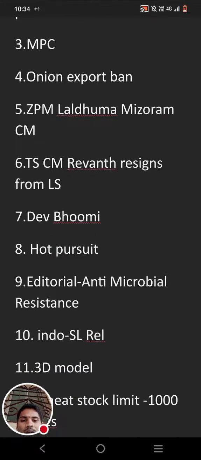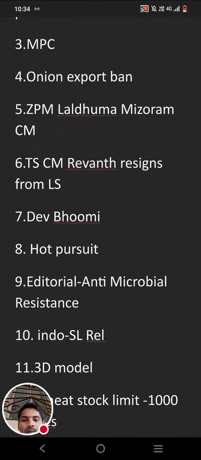There was an important editorial about antimicrobial resistance. Actually, this question was asked some years before in the UPSC mains. Antimicrobial resistance means we take a medicine, and that medicine helps us overcome fever or some disease. But imagine a situation where the medicines won't work. That is called antimicrobial resistance. When we overuse medicines, they will not work. If possible, I will try to make a detailed video on antimicrobial resistance. This is a very good article.